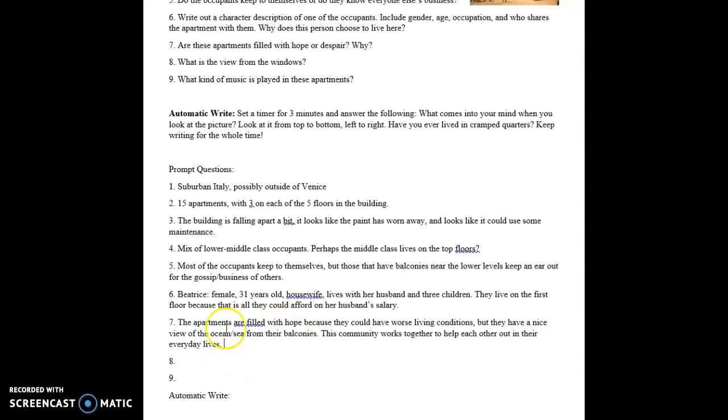All right. What's the view from the windows? Well, I just came up with it. They can see the ocean or the sea because it's in Italy. And then what kind of music is played in these apartments? Since I'm assuming it's an older time, they would play piano or maybe a violin, some type of guitar. No recorded music given the time period.